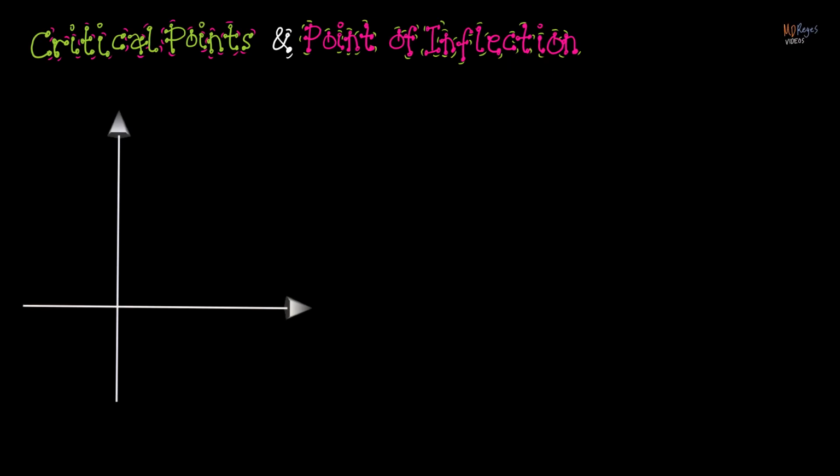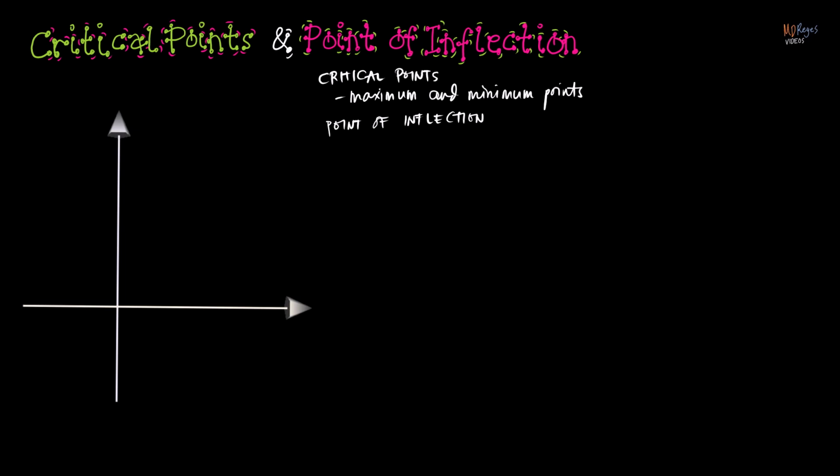In this video, I will teach you how to sketch the graph of a function by finding its critical points and point of inflection if there are any. The critical points of a function are the maximum and the minimum points on its graph, while the point of inflection is the point where the graph changes its concavity.